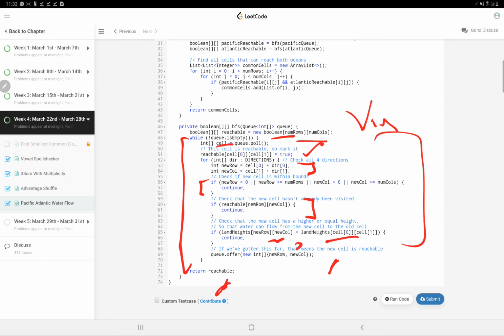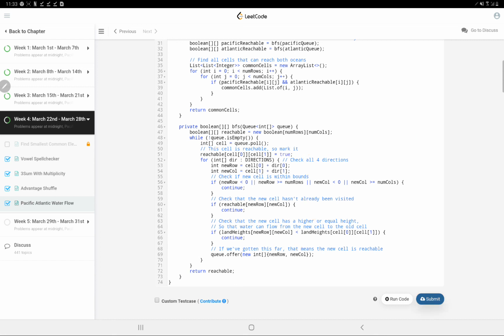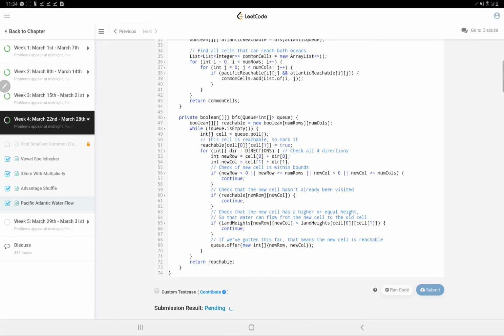Let's try to submit this code. As you can see, it's accepted.